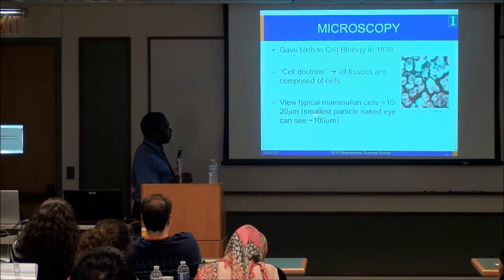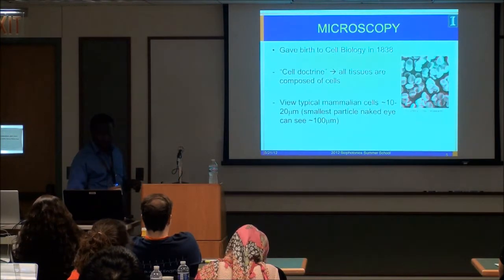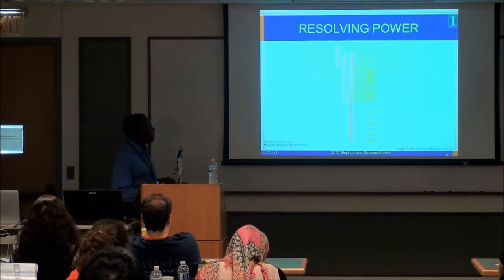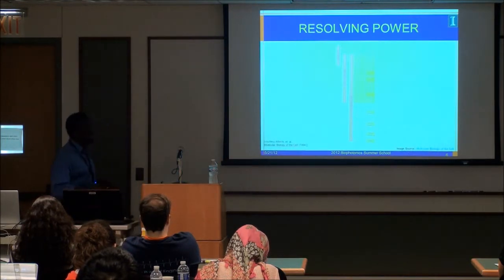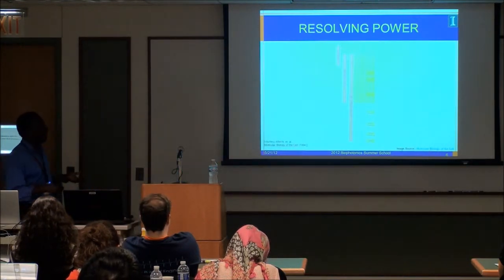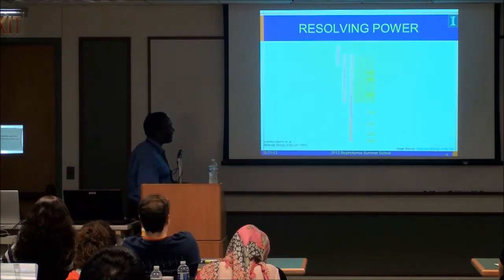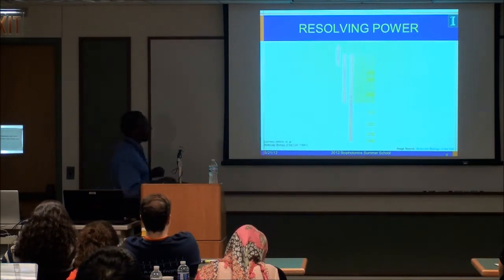Keeping in mind that the smallest particle that you can see with the naked eye for many people is on the order of about 100 microns. Ooh, okay, so this does not come out too well. Ironic. Okay, so this is all about resolving power. So this is about the resolving power of the different instruments. It's interesting, right? All right, so you're supposed to see stuff here. This is where contrast is actually quite important.